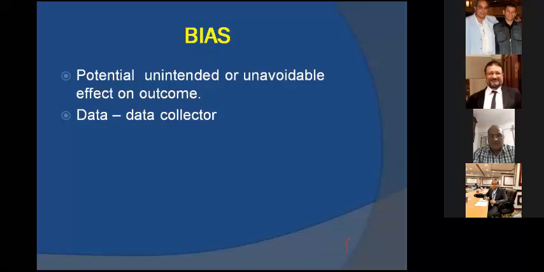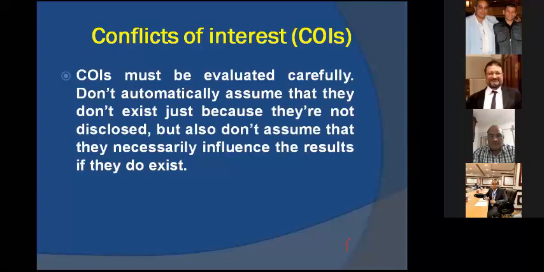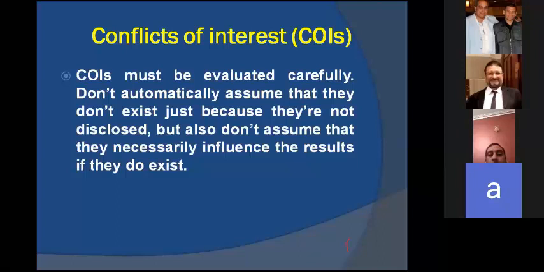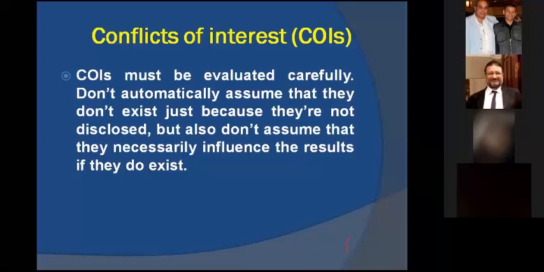And the most important or the easiest way to find bias in the data collector or the author is the conflict of interest. Conflict of interest must be evaluated carefully. We have to notice that we should not automatically assume they do not exist just because they are not discussed or disclosed. But also don't assume that they necessarily influence the results if they do exist. Be careful. Look at these points and see what the conflict of interest disclosure of the author or authors is. It may interfere with the data collection or the data outcome, and may not, but it's important to see if it is present or absent.